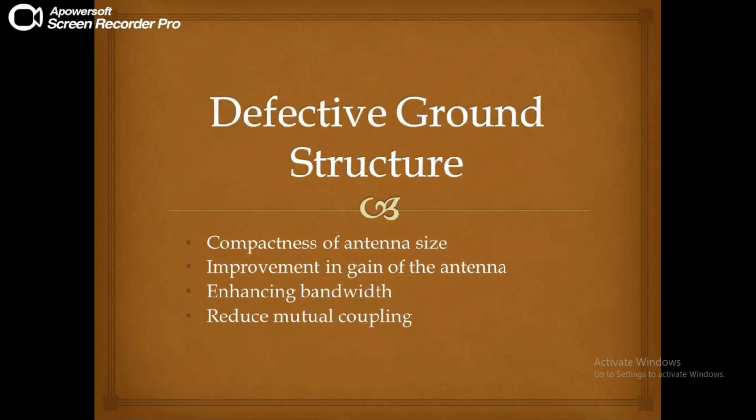Defective ground structure, or DGS, is a type of defect that we introduce in a microstrip patch antenna, which helps in compactness of the antenna size, improving the gain, enhancing the bandwidth, and reducing mutual coupling.